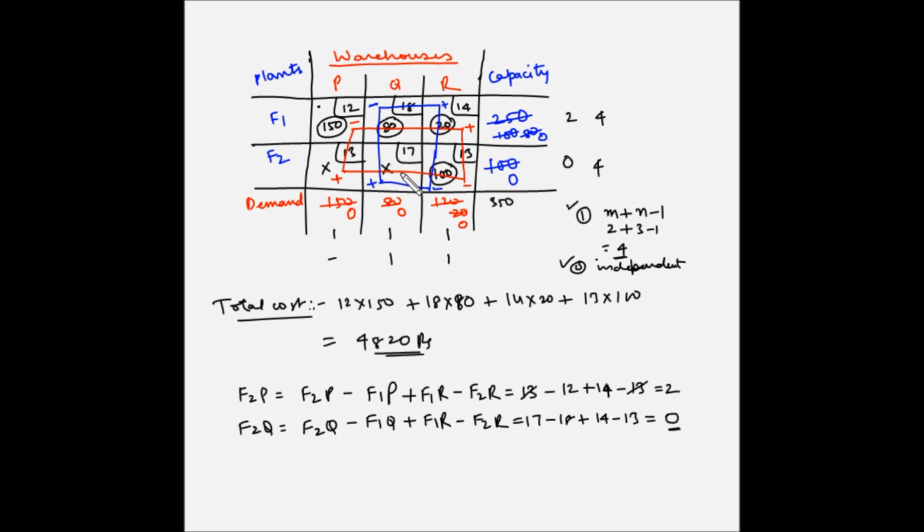So the allocation here becomes 80. In F1Q it becomes 0. For F1R it becomes 20 plus 80, which is 100. And for F2R it becomes 100 minus 80, which is 20. So let's note down this solution.